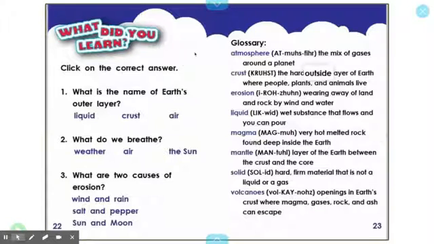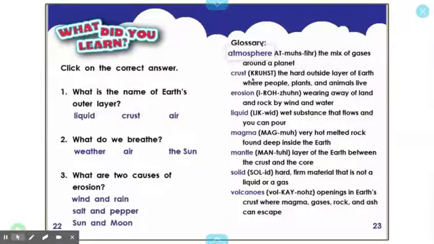What did you learn? Okay, let's do this together. What is the name of Earth's outer layer? Is it liquid, crust, or air? Point to it or say it. Crust, good. What do we breathe? Do we breathe weather? Do we breathe air? Or do we breathe the sun? Boy, that would be hot, right? We breathe air. What are two causes of erosion? Wind and rain, salt and pepper, or the sun and the moon? Yeah, wind erosion and rain erosion.